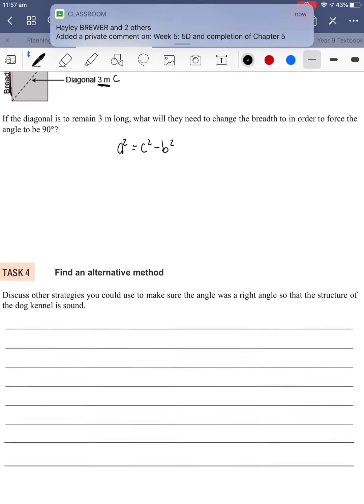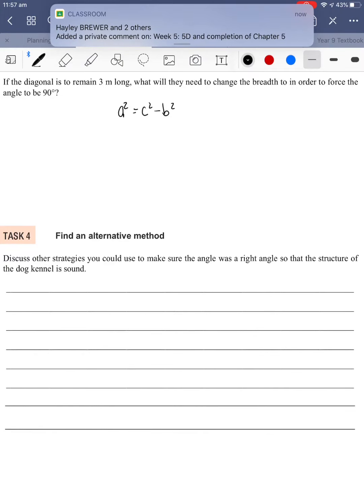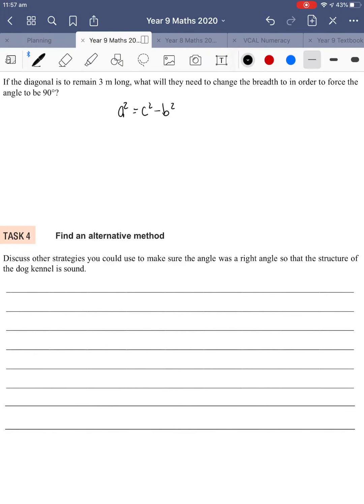The last part of this you've got to do is discuss other ways that you could do this without physically measuring or using Pythagoras. There's a couple of ways you can do that. I'll let you come up with those, and that's all you've got to do for this worksheet.